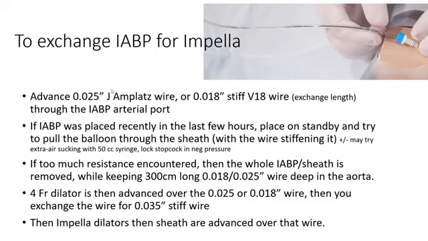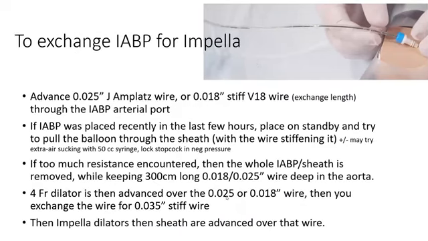On occasion, if you have the 025-inch M+ wire, you can try to advance the larger sheath, the 8 French sheath, and the Impella sheath over it, but I prefer to exchange for an 035-inch wire. It may work, though, to advance just the balloon pump sheath.